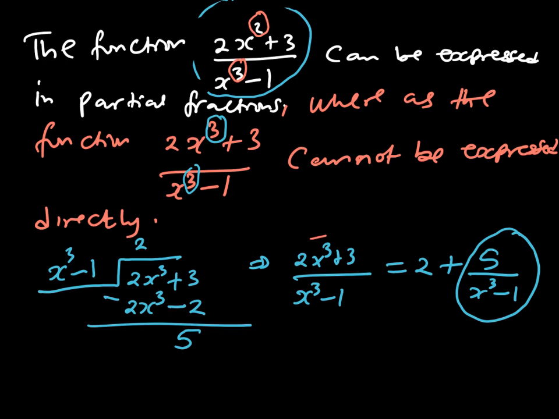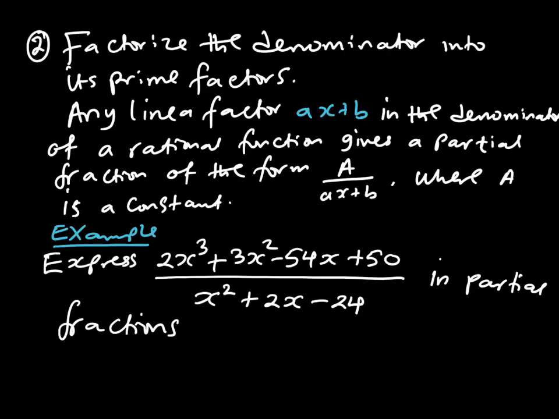So what is rule number 2? We now have rule number 2. It says factorize the denominator into its prime factors. Any linear factor ax plus b in the denominator of a rational function gives a partial fraction of the form A over ax plus b, where A is a constant.